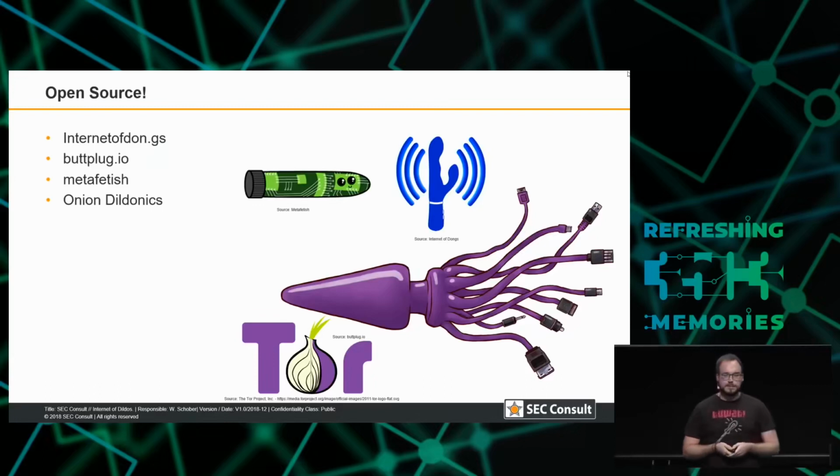Then we have buttplug.io and Metafetish. They are developing open source firmwares for a lot of different sex toys, and they are independent from all the manufacturers. And there is also something called Onion Dildonics, which has the goal of rerouting all the smart sex toy traffic over the Tor network to make it a little bit safer.